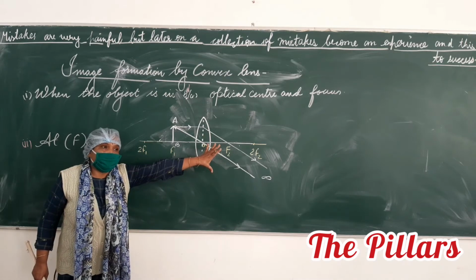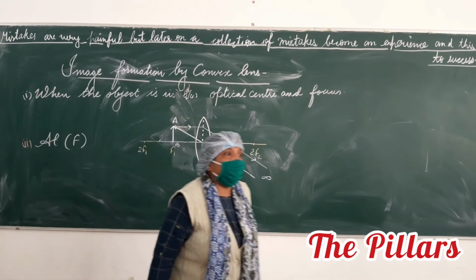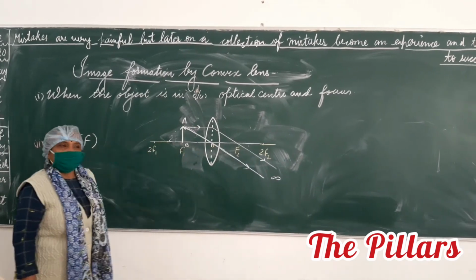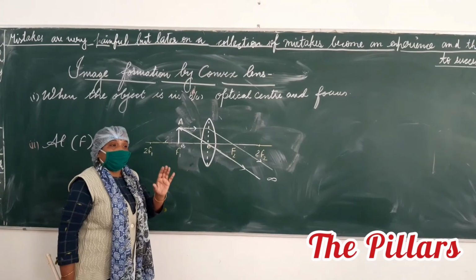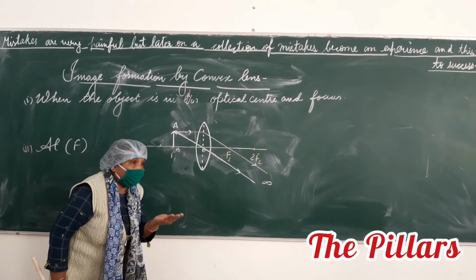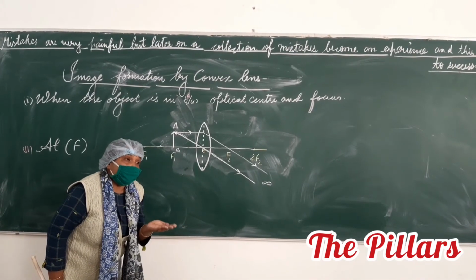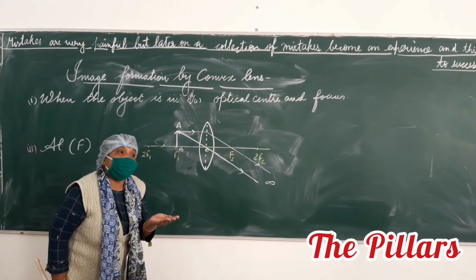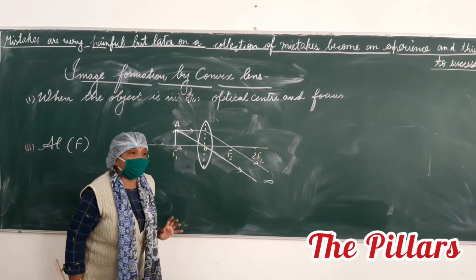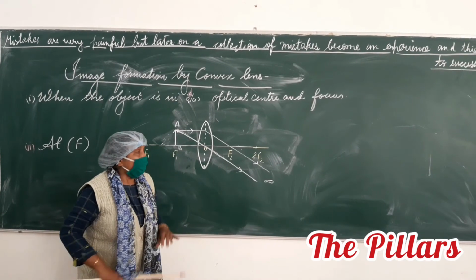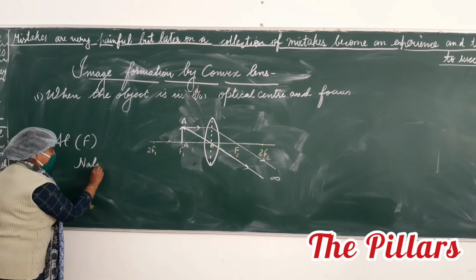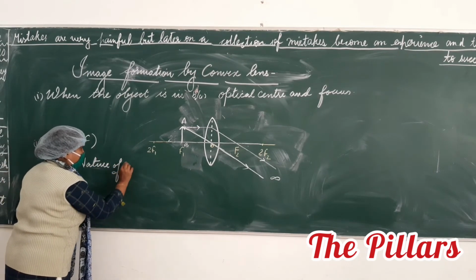Then if we take a magnifying glass and put it in such a way that the object is at the focus, how will you see the image? When you take a magnifying glass, you keep the lens very near to the newspaper. If it is very near, it will never lie on the focus. It will lie between the optical center and the focus of the lens. After drawing this, you should also write the nature of the image.